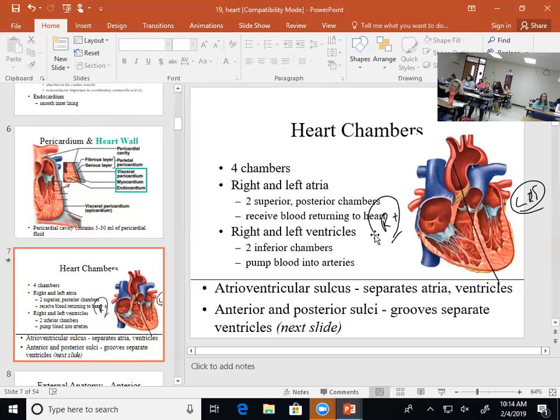Because this right side is the pulmonary circuit. It's sending blood to the lungs. What do you think the right pump is sending the blood to the lungs to do? Get oxygenated.